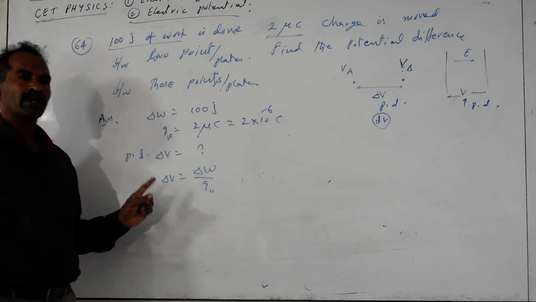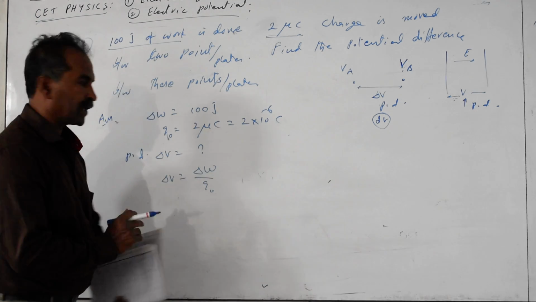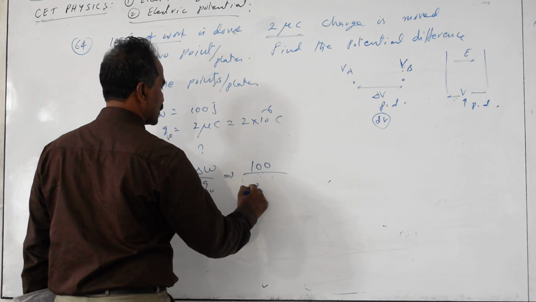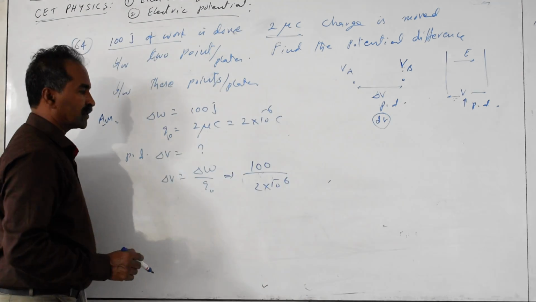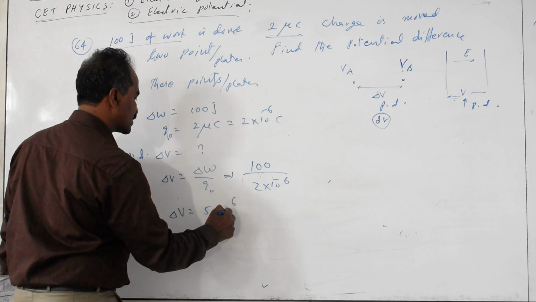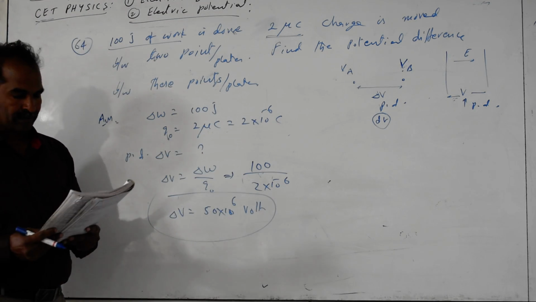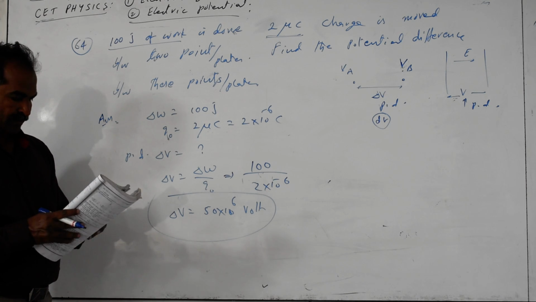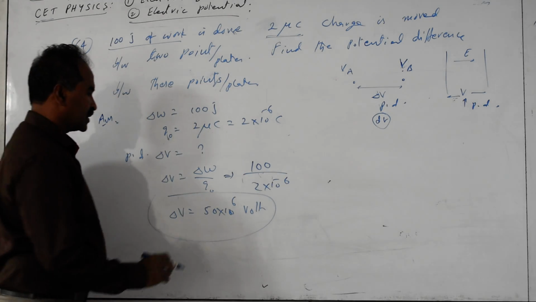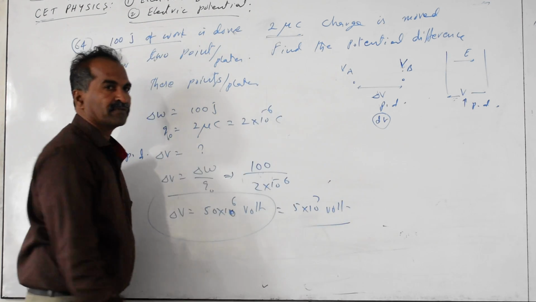In case you could not take delta W, you can take dV also. dV equals dW by Q naught, or V equals W by Q naught. This equals the work done, 100 joules, by the charge moved, 2 into 10 to the power of minus 6 coulombs. 100 by 2 is 50. So the potential difference is 50 into 10 to the power of 6 volts, or 5 into 10 to the power of 7 volts. That is the second option, since it is given in terms of 10 to the power of 7. This is the potential difference between the 2 points.